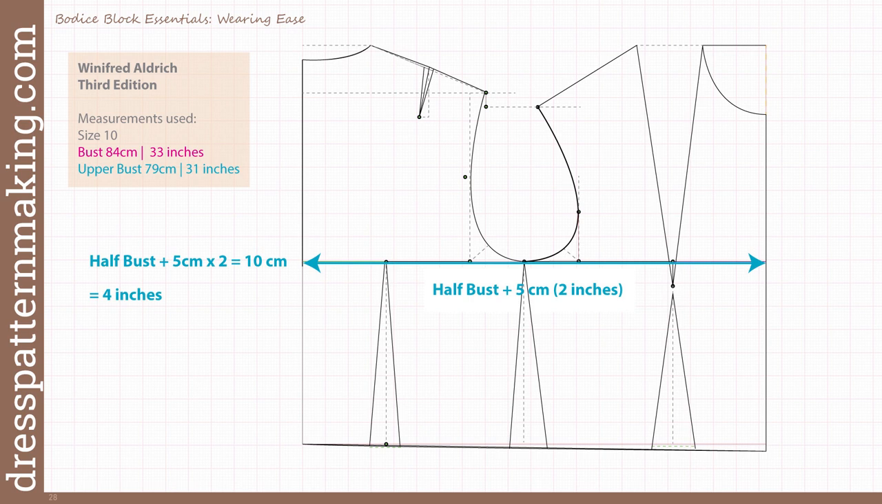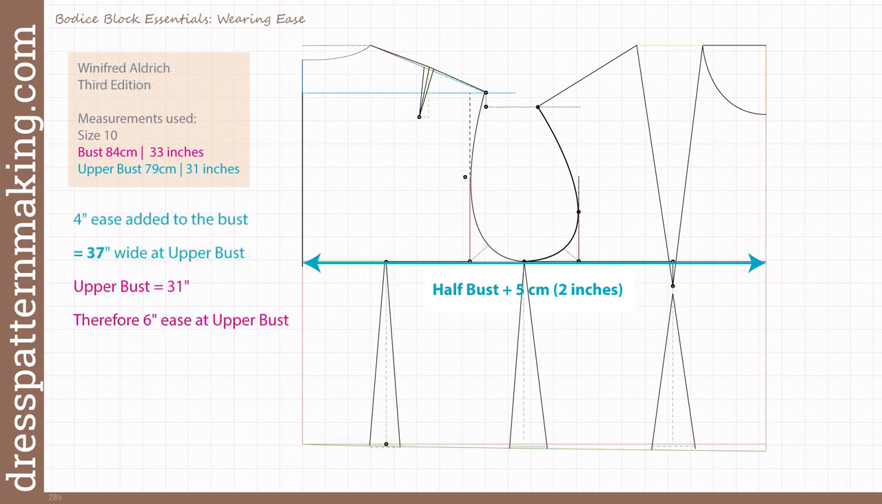Winifred Aldridge's system drafts half the front and half the back together. 5 centimetres ease is added to that half block, and 5 centimetres is 2 inches. Therefore, for the full block, there's 4 inches ease added at the upper bust, remembering that this is the armhole area, therefore this is the upper bust.